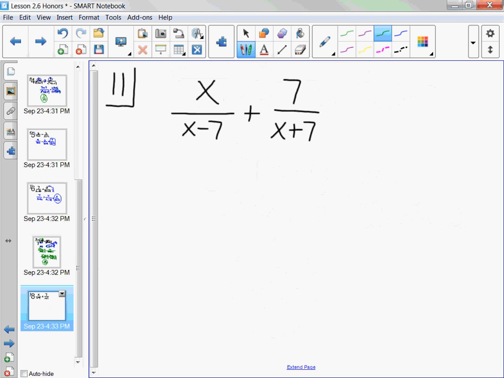Okay, last problem I'm going to do with you, and then you got the rest of homework. X over x minus 7 plus 7 over x plus 7. The denominators are not quite the same. The only way you can get common denominators here is to times x minus 7 times x plus 7. So this side I got to times the top and bottom by x plus 7. And over here, this side I got to times by x minus 7.